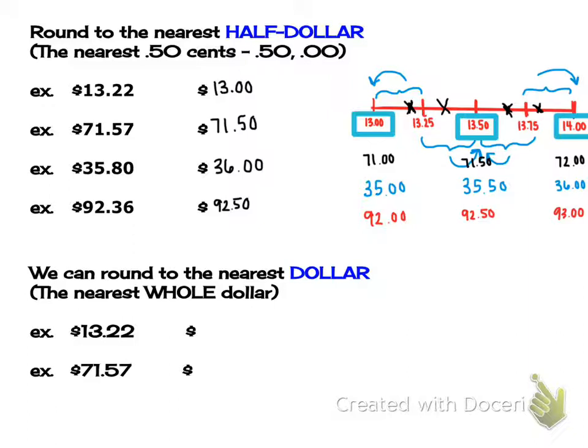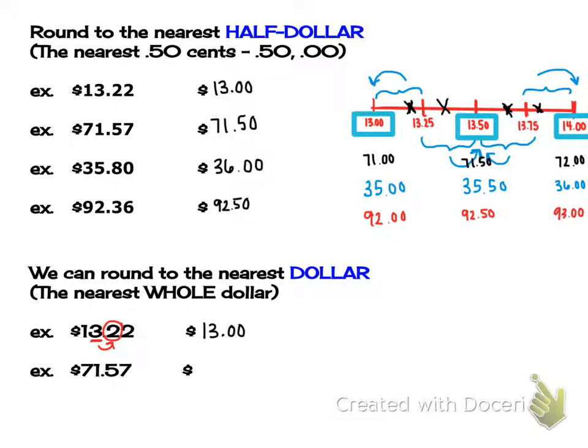Okay, so then last is rounding to the nearest dollar. Now the nearest dollar is just like rounding to a whole number. So I'm looking at the ones place. So in 13.22, I'm looking at the ones, the whole number. That 2 tells me to keep it a 3. So it's 13 whole dollars.